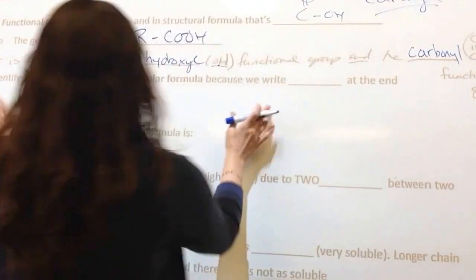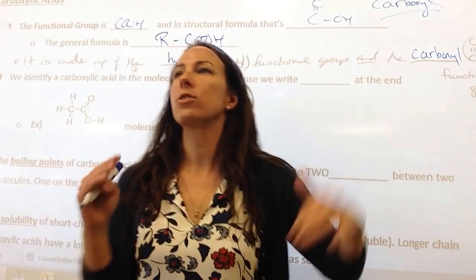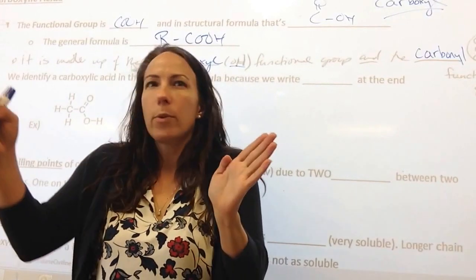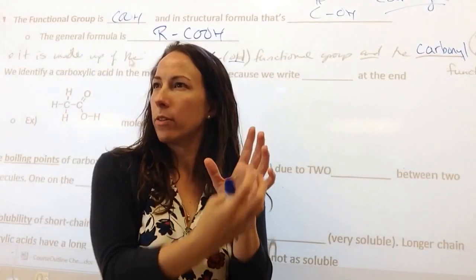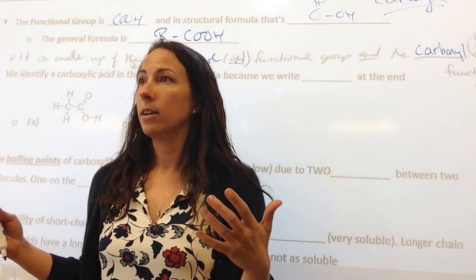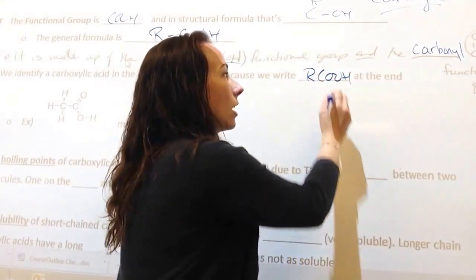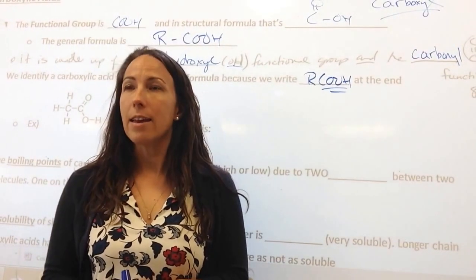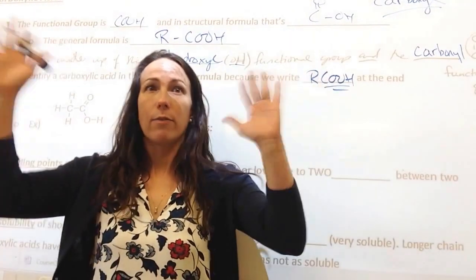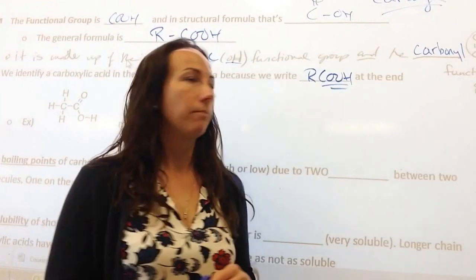We identify the carboxylic acid in molecular formula like this. Remember how yesterday I said that you want to go, aha, it's an alcohol? That's why we don't put the H with the OH in with the others. Same thing: I want to go, aha, it's a carboxylic acid. So I'm going to write RCOOH at the end because I want the reader to go, red flag, I know how this reacts, I know how this is named.